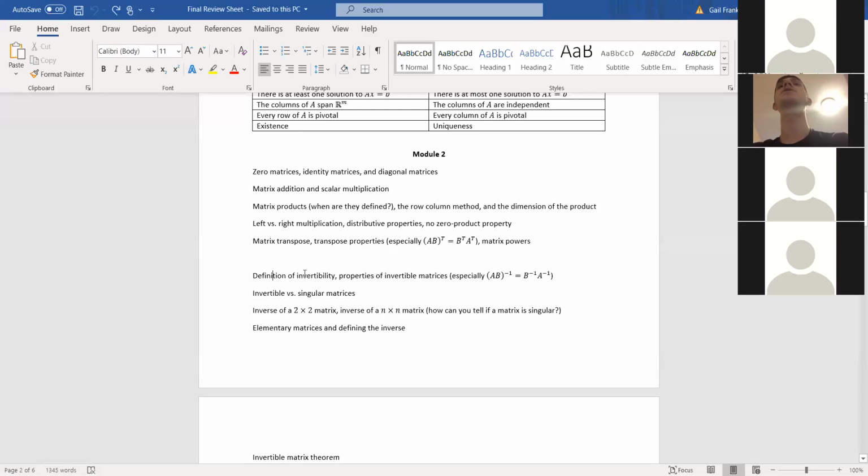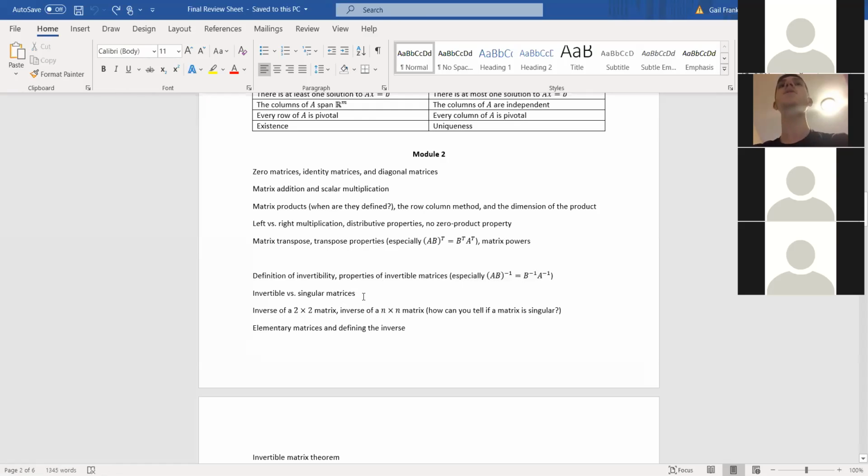So square matrices are invertible when their product is equal to the identity matrix. So if AB equals BA equals I, then A and B are invertible. There are a lot of properties. You can find them in your notes at the beginning of module 2. But the most important one, again, is the inverse of the product is the product of the inverses in reverse order.